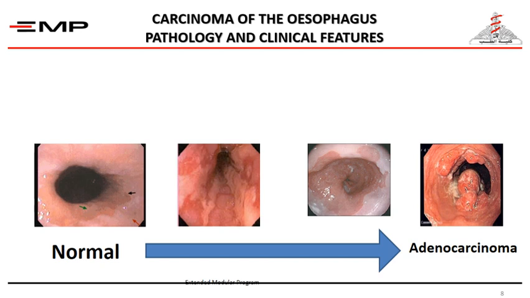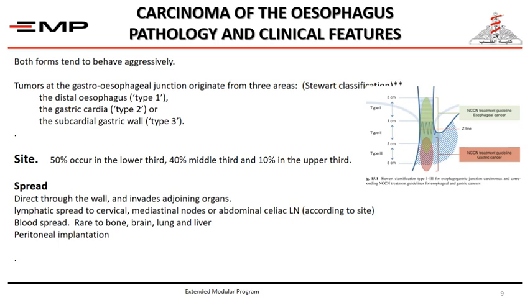These are the endoscopic views. From the left, this is the normal, passing to Barrett's, and then ending by the fungating lesion in the lower end of the esophagus, adenocarcinoma. Tumors of the gastroesophageal junction are totally different. We have a special classification for it called the Siewert classification, and it will be discussed in the face-to-face session. Carcinomas of the esophagus are aggressive.